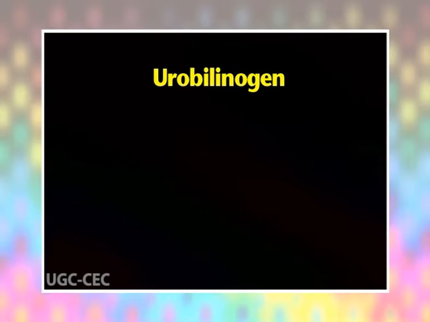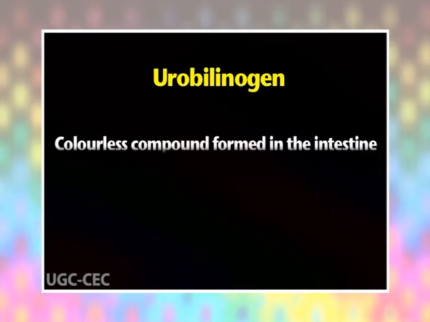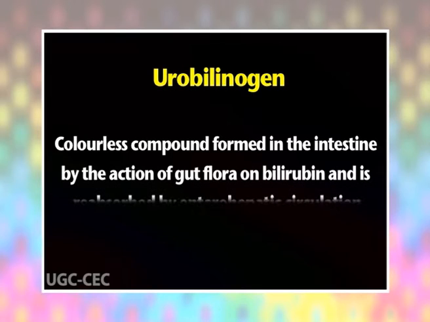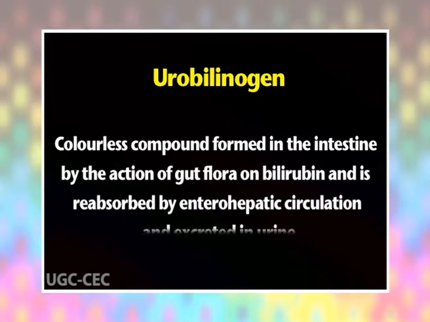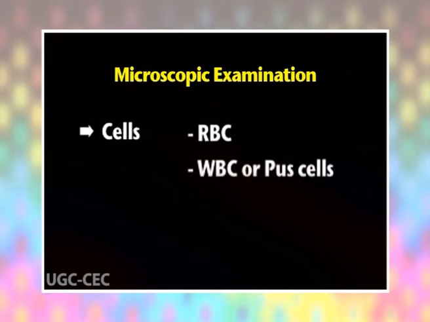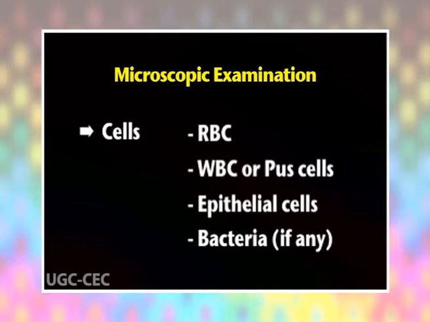Sixth, urobilinogen. It's a colorless compound formed in the intestine by the action of gut flora on bilirubin and is reabsorbed by enterohepatic circulation and excreted in urine. Dear students, let's discuss microscopic examination. Number 1, cells. These include RBCs, WBCs or pus cells, epithelial cells from normal desquamation of the urinary tract, and bacteria if any.